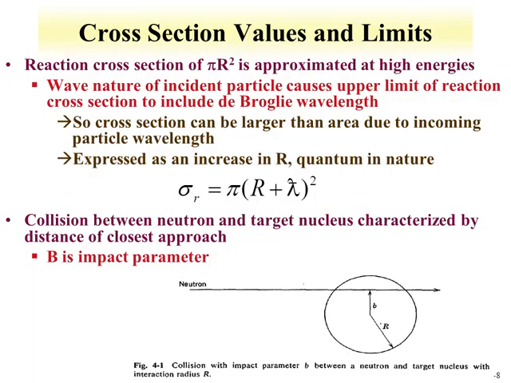Well, this pi r squared cross-section, which is fundamentally close to a barn, is approximated at high energy. However, the wave nature of particles has an upper limit of reaction that it can include, the de Broglie wavelength. So fundamentally, this equation, pi r squared, can go to pi times r plus the de Broglie wavelength, squared. So the cross sections can be larger due to incoming particle wavelength. And if you think about that, the cross section values change as a function of the energy of the particle. The target itself doesn't influence the variation in cross section.